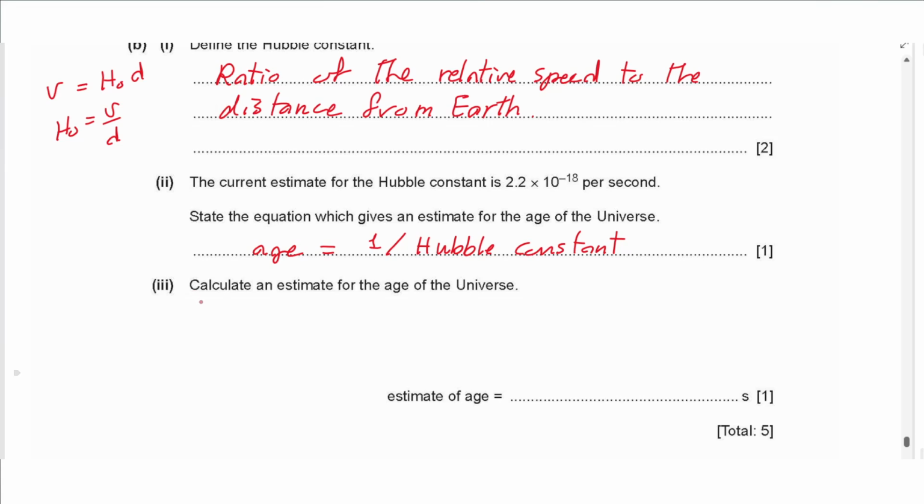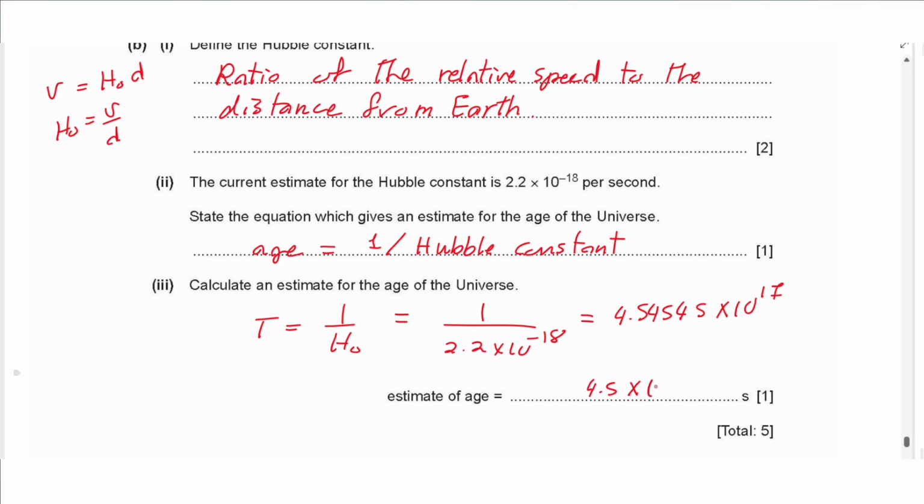Part triple I says calculate an estimate for the age of the universe. So using that, t is equal to 1 over h. We divide 1 by 2.2 times 10 to the power of negative 18. We get an answer of 4.54 recurring times 10 to the power of 17. We can approximate that to 4.5 or 4.55 times 10 to the power of 17 seconds. So this was the end of the exam.